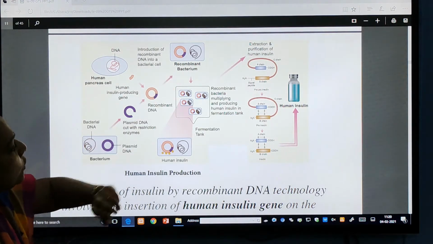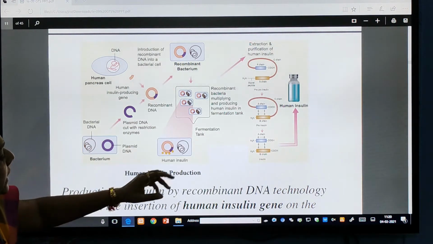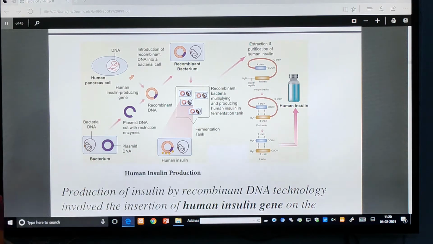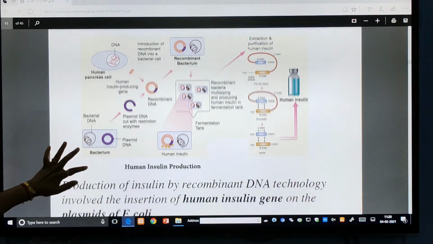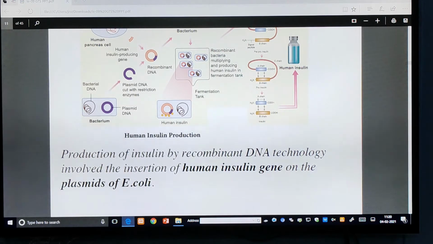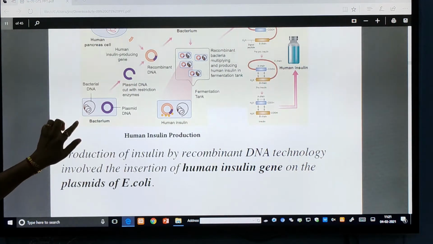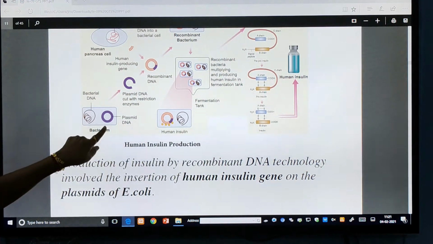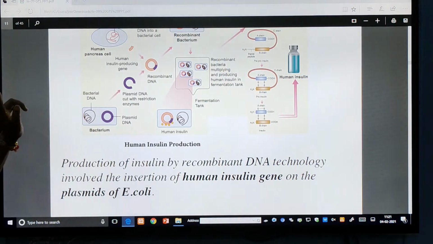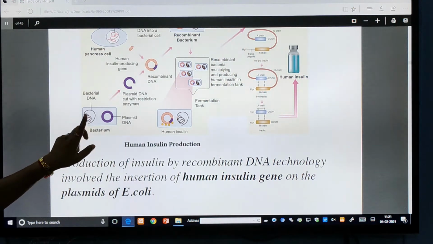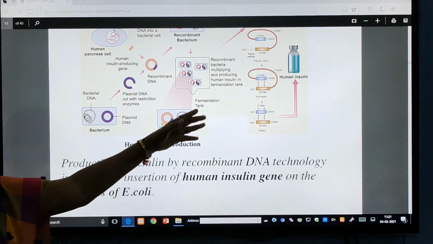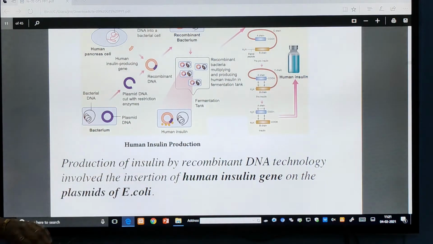Now they were able to clone all this and it is multiplied, and then we are able to get human insulin. So this production of insulin by recombinant DNA technology involved the insertion of the human insulin gene into the plasmids of the bacterium, what do you call it, E. coli. Now it is manipulated, and we are able to get the human insulin.